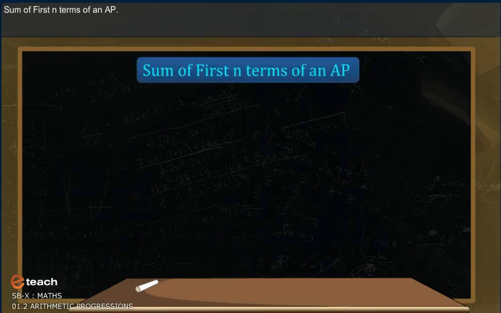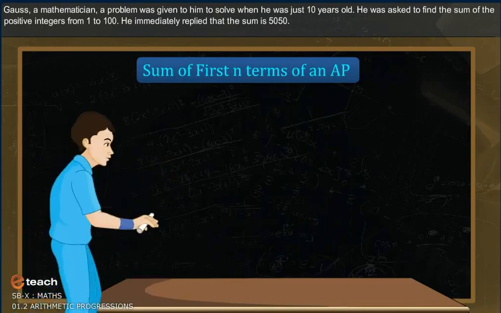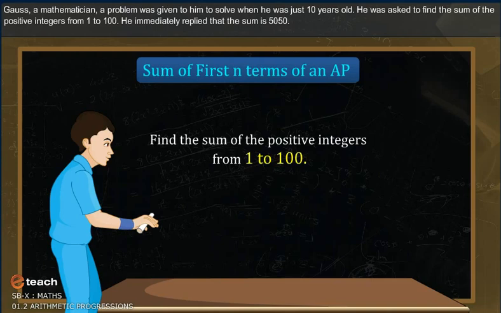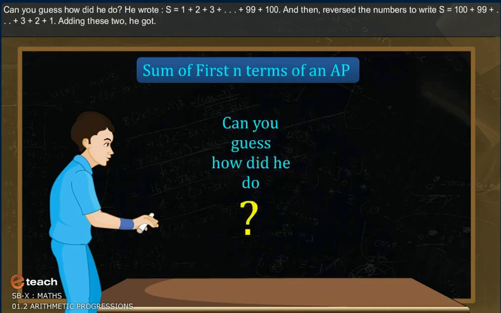Sum of first n terms of an AP. Guys, a mathematician was given a problem to solve when he was just 10 years old. He was asked to find the sum of the positive integers from 1 to 100. He immediately replied that the sum is 5050. Can you guess how he did it?